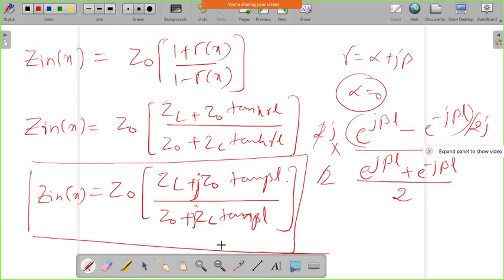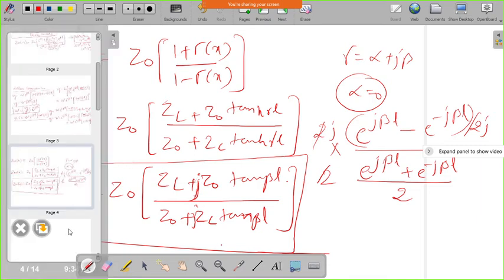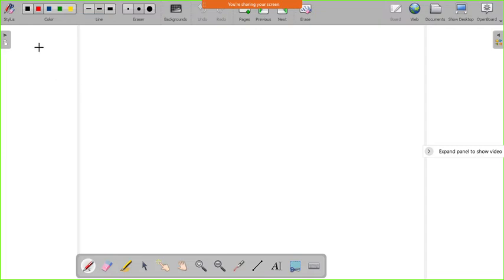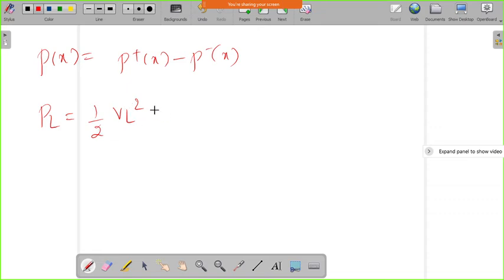Now we can define the power based on the incident and reflected voltage. On this transmission line we can have the power equations also, that is P of x, which is nothing but P plus of x minus P minus of x. So that is the power equation. We can write the power at the load end as half into the magnitude of VL square into R by ZL, so VL square by ZL or VL into IL.